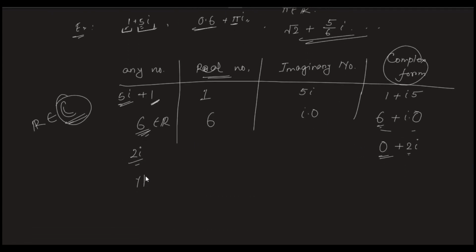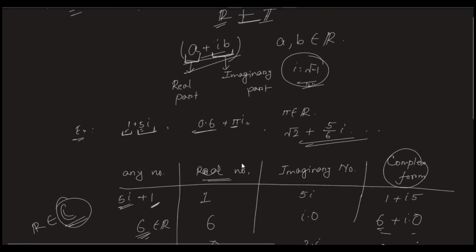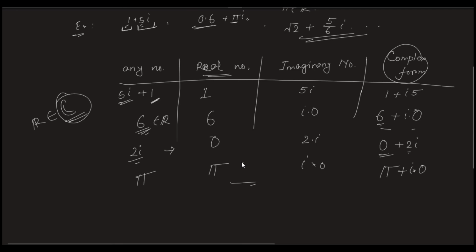Let's take another example, say pi. Is pi a complex number? We can write this as pi plus i into 0. So here the real part will be pi, and the imaginary part will be i into 0. And in the number 2i, the real part will be 0 and the imaginary part will be 2 into i. So this is the basic of complex number.